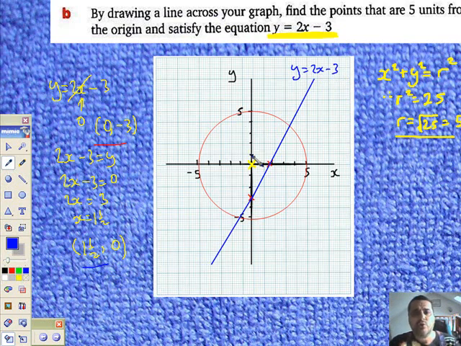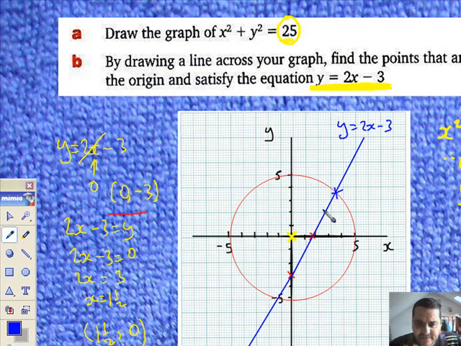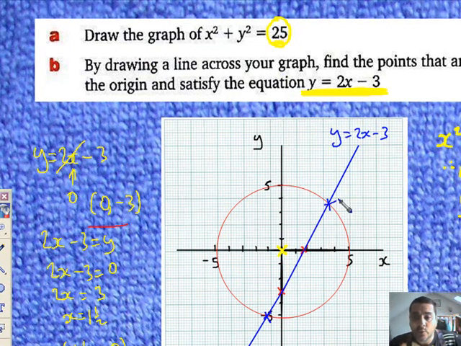Right, by drawing a line across your graph, yes, I've sliced my graph with a line. Find the points that are 5 units from the origin. Isn't that clumsy? So this unit here is 5 away from the origin, and this unit here is 5 away from the origin. Now my job is to find the coordinates, find the points.